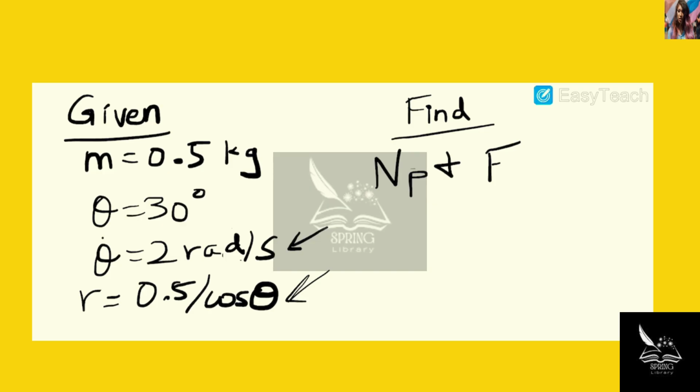And what we're asked to do is, at the instant where theta is 30 degrees, solve for the normal force on the particle and the force of the rod on the particle as well. The way we're going to be solving this problem is using our knowledge in normal and tangential and radial motion. And we're going to be using free body diagrams and developing equations of motion to solve for these forces.